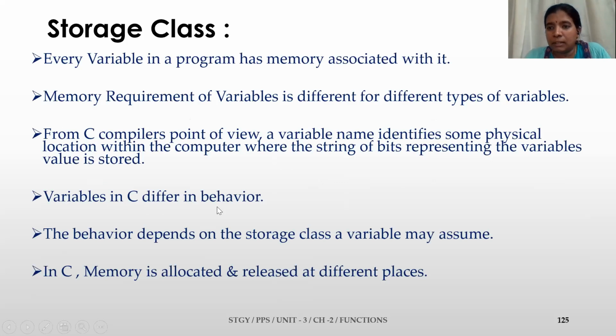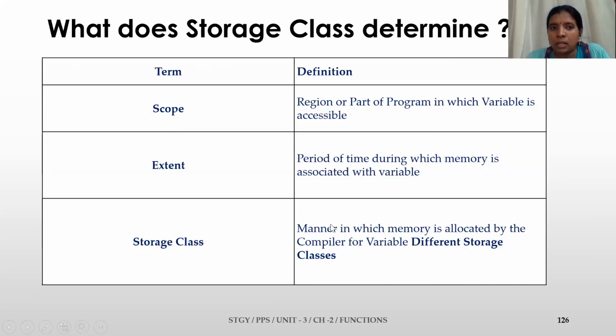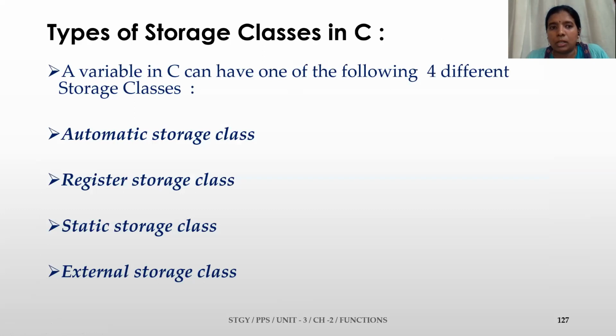So a variable in C differs in behavior, and the behavior depends upon the storage class of the variable. So what does the storage class determine? The term storage class itself means a lot of things. It means the manner in which a particular variable is accessed, stored, and its limitations. What is the scope of that particular variable? What is the extent to which that variable can be used? All these are clearly determined by something called the storage class.